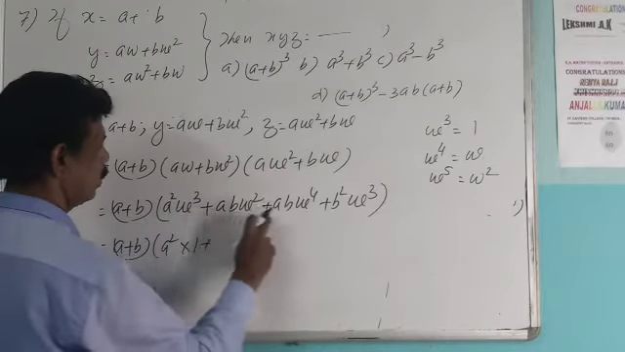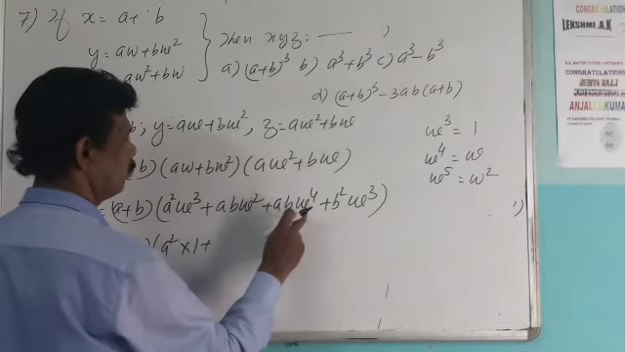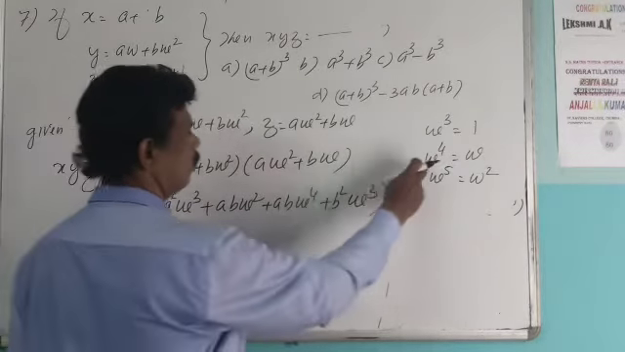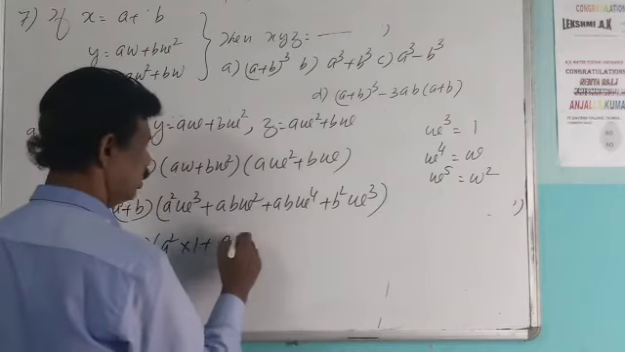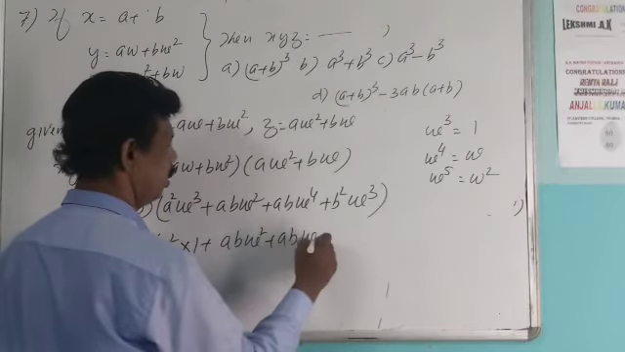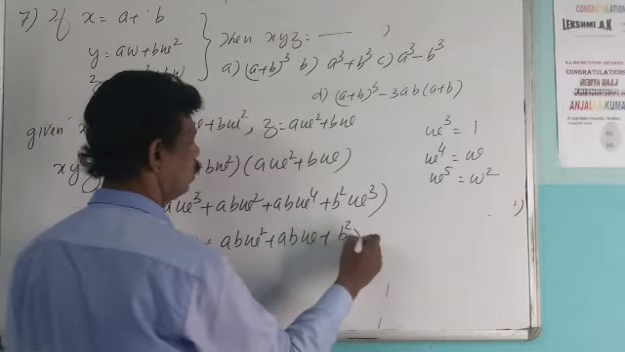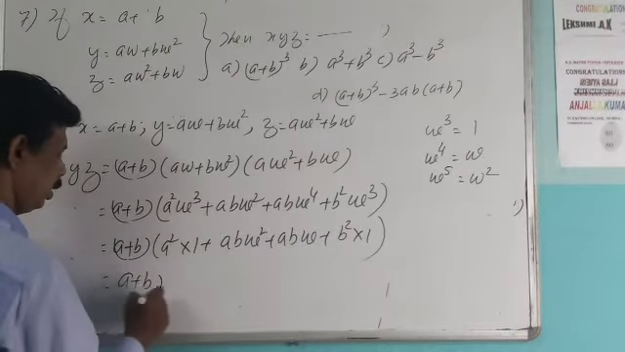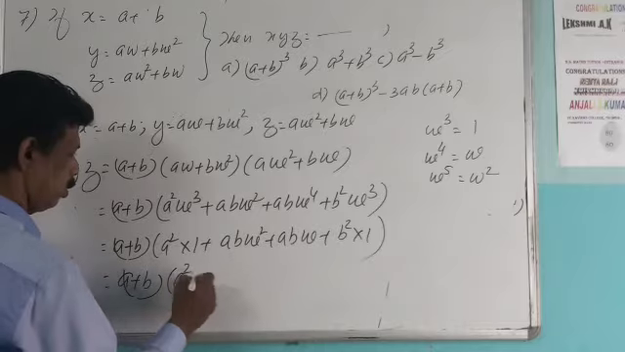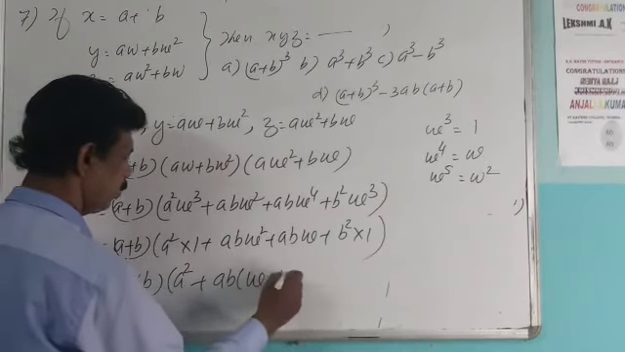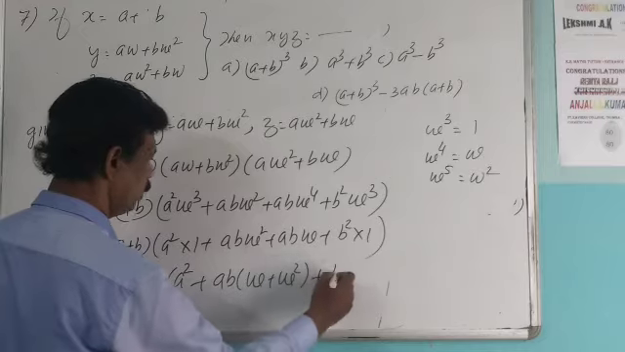From this we can write ω⁴ equal to ω. That is abω² plus abω plus b²ω³ equal to 1. So (a + b)(a² + ab(ω + ω²) + b²).